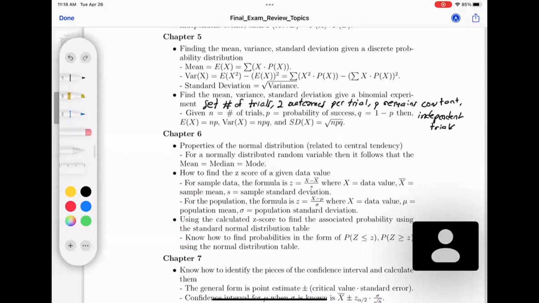So now we're in chapter 6. So this is whenever we talked about the normal distribution. So know some properties about it, as it relates to central tendency. So I'm just saying for a normally distributed random variable, the mean, the median, and the mode are all the same. So that's true for any symmetric distribution. So if I give you, for instance, the mean of the distribution is equal to 10, and it's normally distributed, I ask, what is the median or what is the mode? It's just the same thing, it's 10.